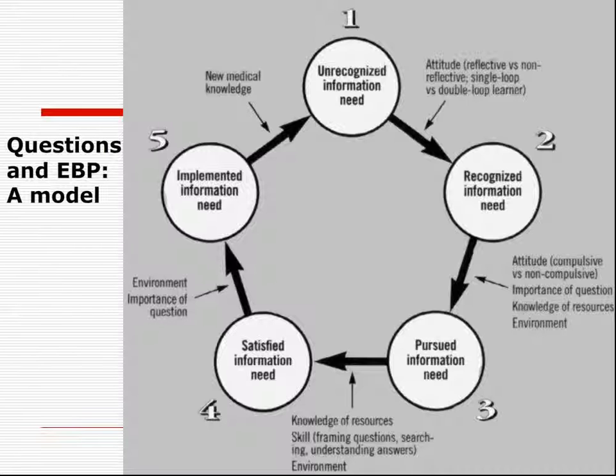This model is called the information pathway, and it describes the process that happens when a healthcare provider realizes that they have a question and tries to find the answer. At the top is when they don't know that they don't know. They have an unrecognized information need. If they are reflective on their practice, which is, I think, a good thing, if they question underlying assumptions, which we call double loop learning, then they might recognize that they have a question. If they're conscientious and they have a little time, hopefully they'll pursue an answer to that question. If they know about resources like the ones we're going to talk about later, if they're good at framing a question, if they're skilled at searching, then hopefully they can answer that question and satisfy the information need. And finally, if the environment supports implementation, then they can implement it, apply it to the patient or the situation in front of them.